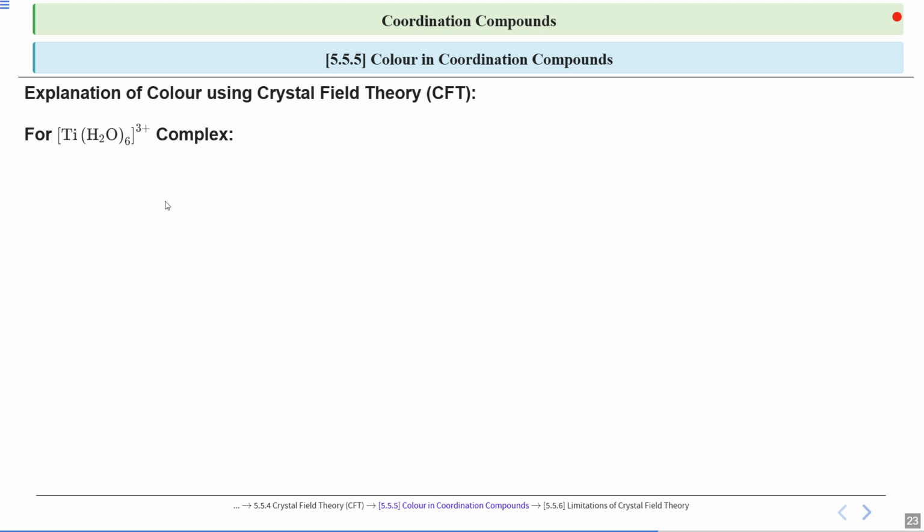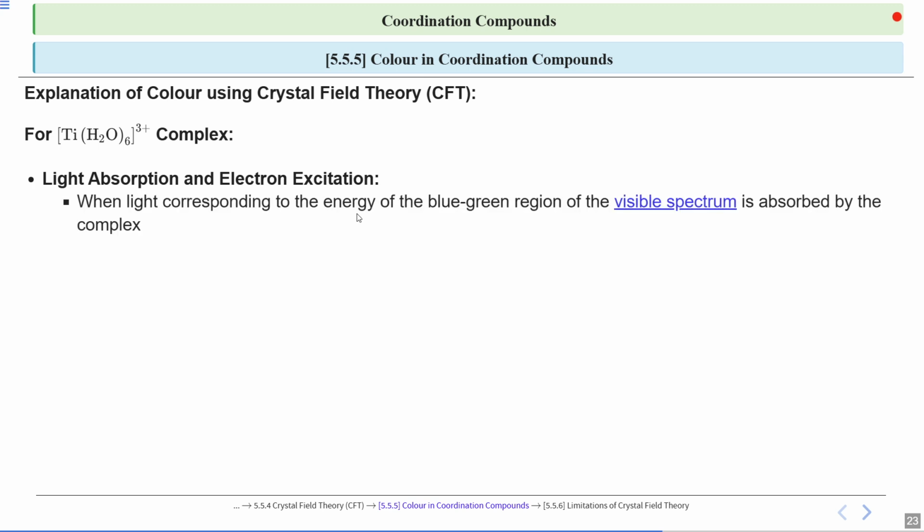Now, light absorption and electron excitation. When the light corresponding to the energy of the blue-green region of the visible spectrum is absorbed by the complex, this absorbed energy excites the electron from the T2g level to the EG level.